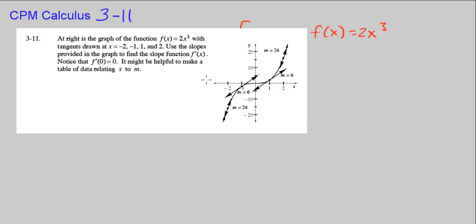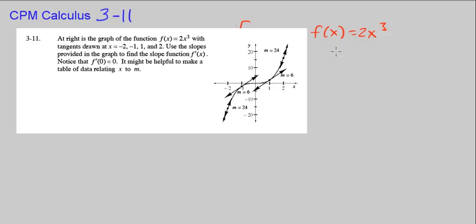And the tangent lines are already drawn for us at x equals -2 here, x equals -1, x equals 1, and x equals 2, right? And so here's the tangent line, here's 1, here's 1, and here's 1. So use the slope they've provided. This tangent line has slope 24, this one has slope 6, this one has slope 6, this one has slope 24.